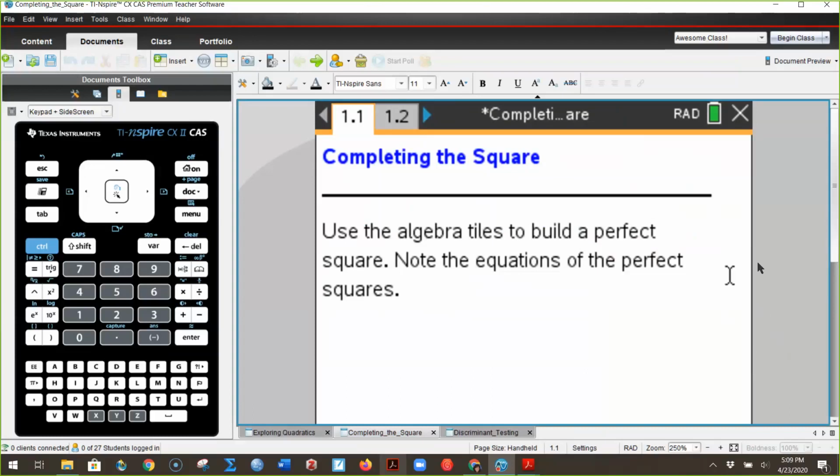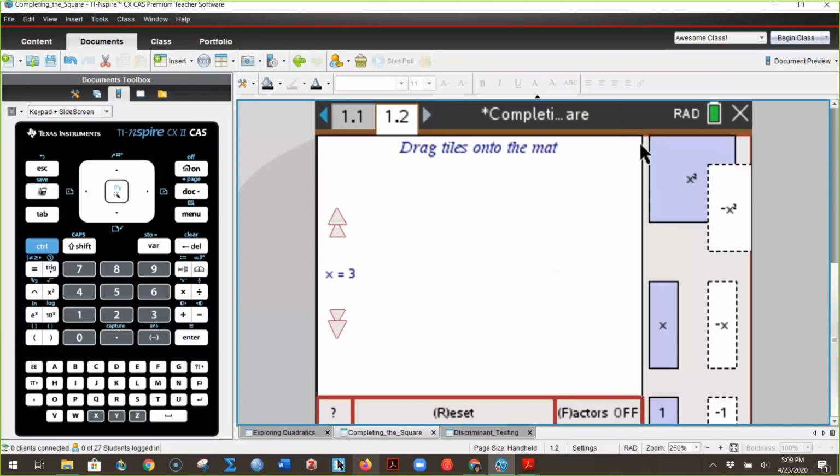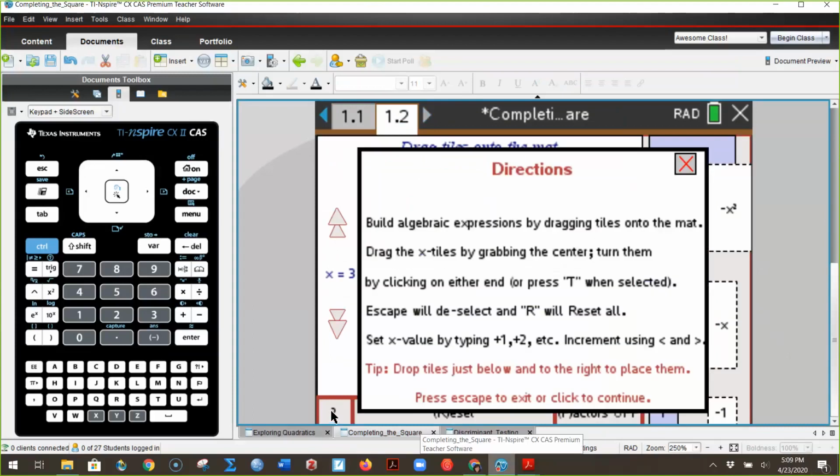It says we're going to use algebra tiles to build a perfect square. Note the equations of the perfect squares and just very simple directions. And we're just going to go to the next page here. On this page, there's a little question mark here, and it will tell you more directions. When I use these types of files in my classroom, I usually provide and model these directions instead of having students read them. But when students are exploring on their own, they need to press the buttons and see what's going on. So we're going to build algebraic expressions by dragging tiles onto the mat.